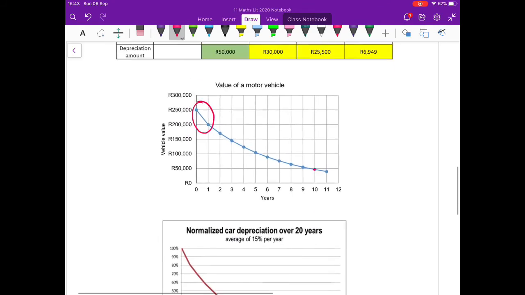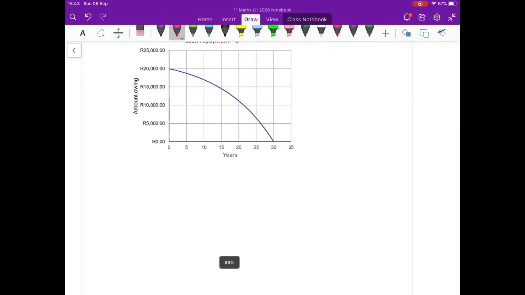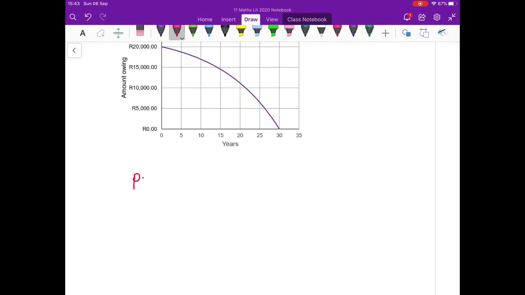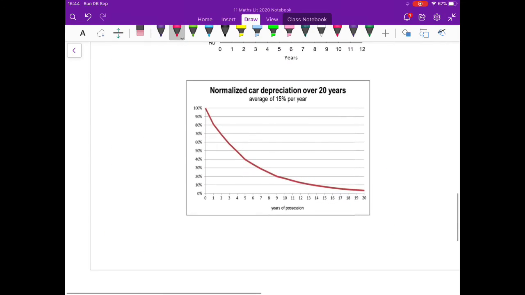For more practice on these two, so for the loans, you will find this on page 23, and that was actually done as an example. For this scenario, you can find an exercise, and it's on page 25 in your Via Africa textbook, and it's exercise 3, number 2. Please make sure you know how to do these or interpret these types of graphs.